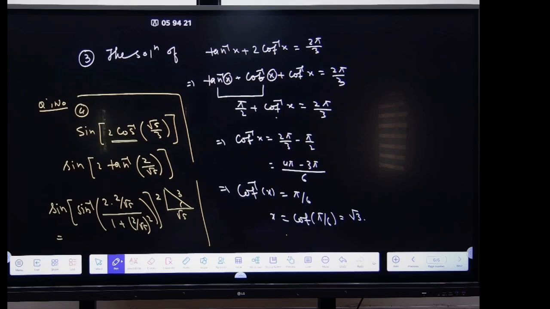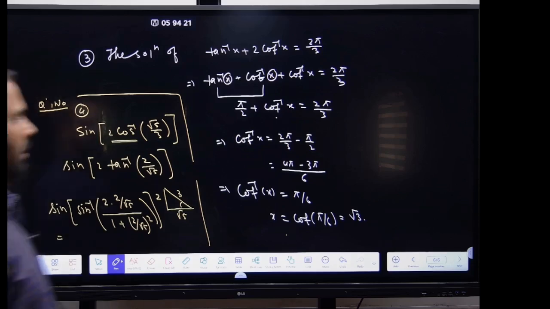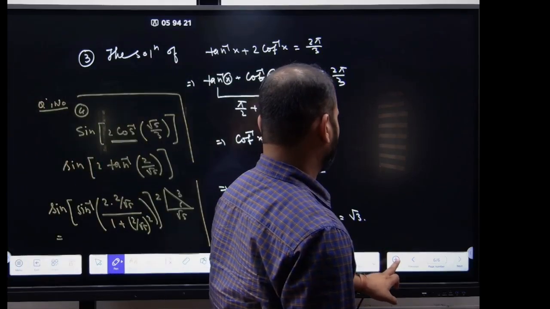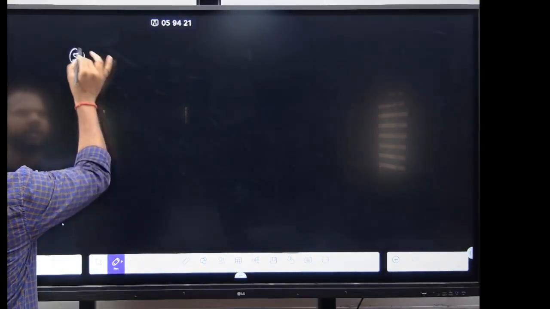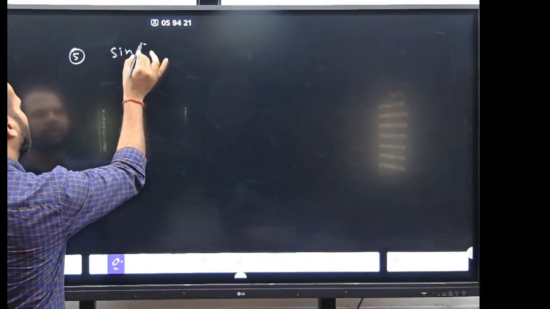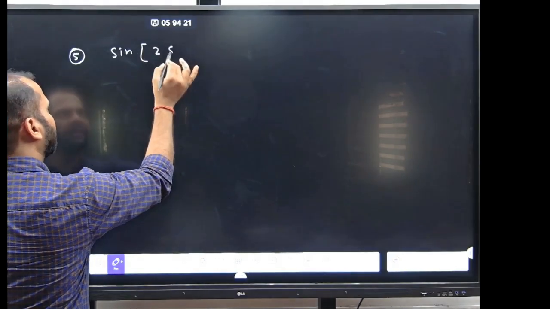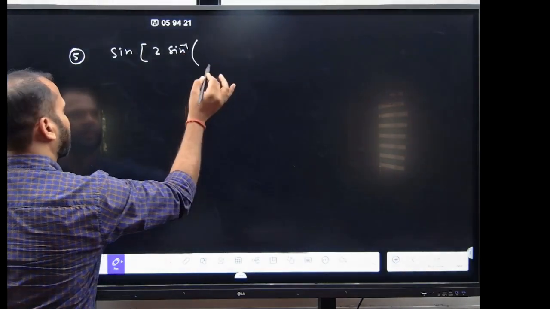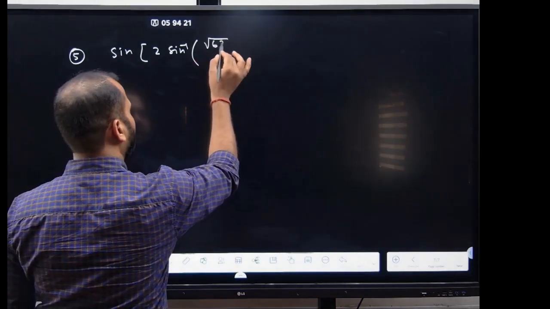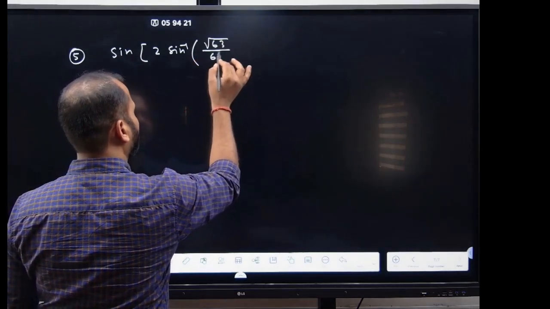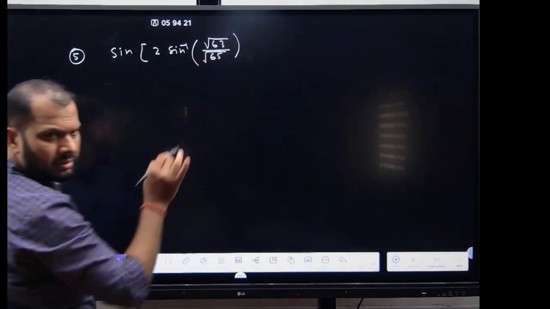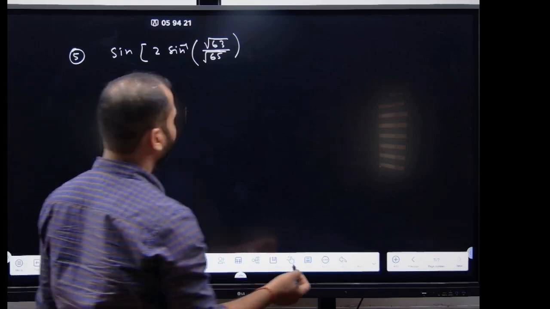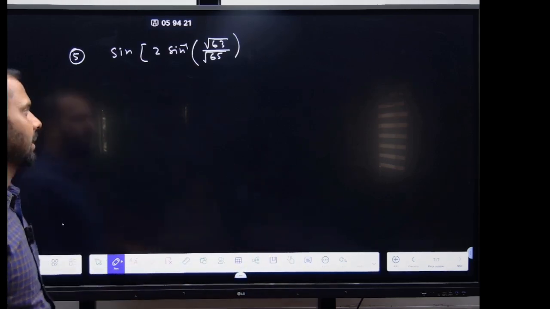Should I solve? Yes, tell me. What is the question? Fifth one, right? Sine inverse, sine here, 2 sine inverse, right? Root 63 by 65. Root 65 or only 65? Root, no? Whole root, no, I am dividing separately, I am writing.